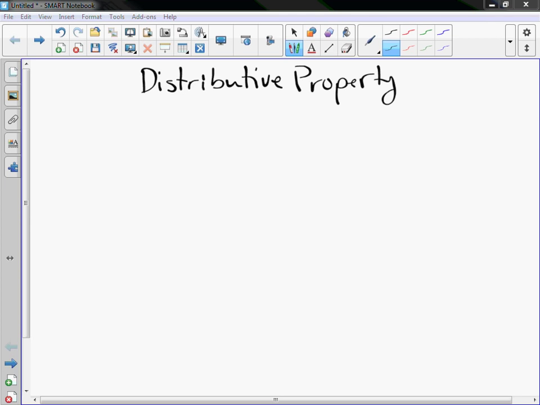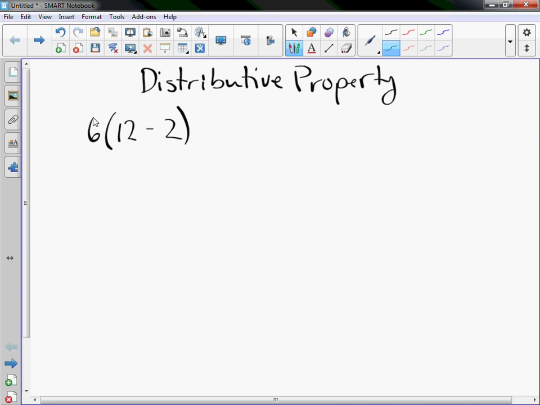The distributive property. It's used with situations where we have multiplication and either addition or subtraction. For example, this situation, 6 parentheses 12 minus 2. Now there's two ways to do this.